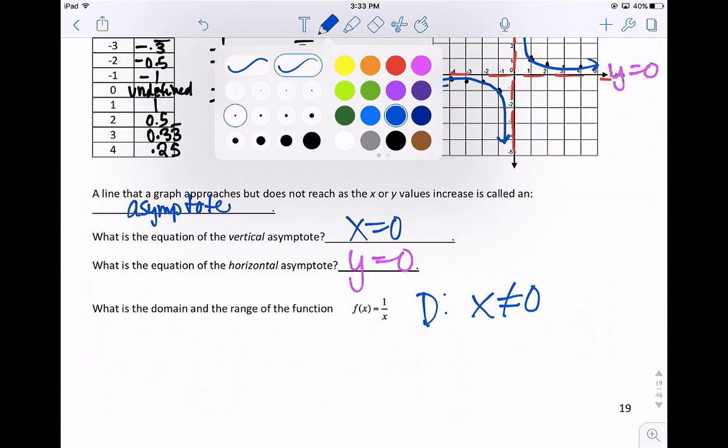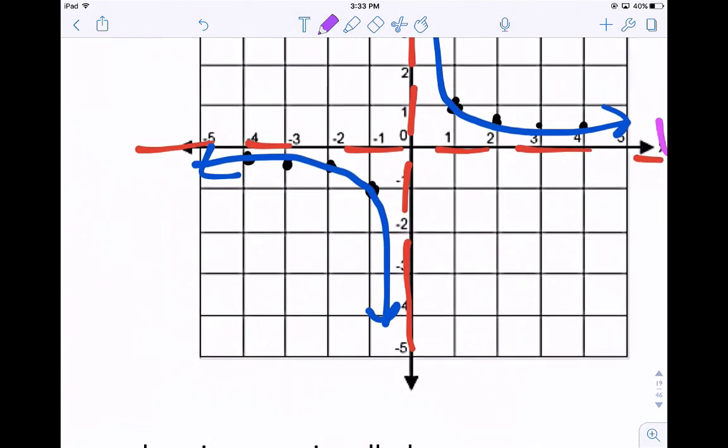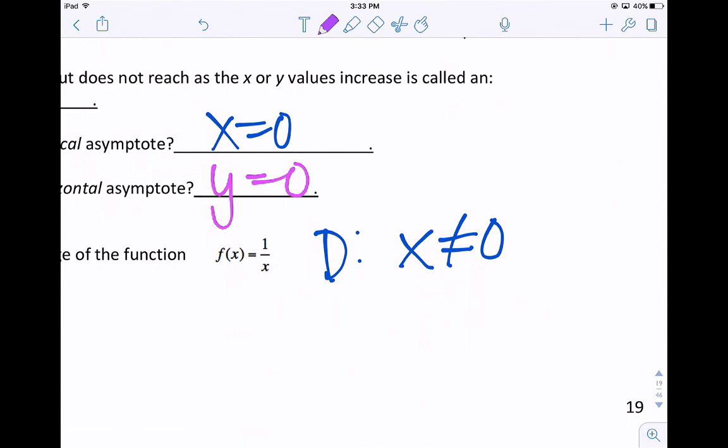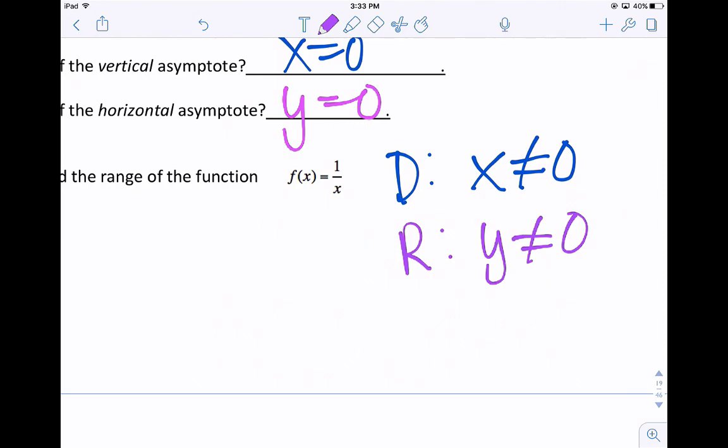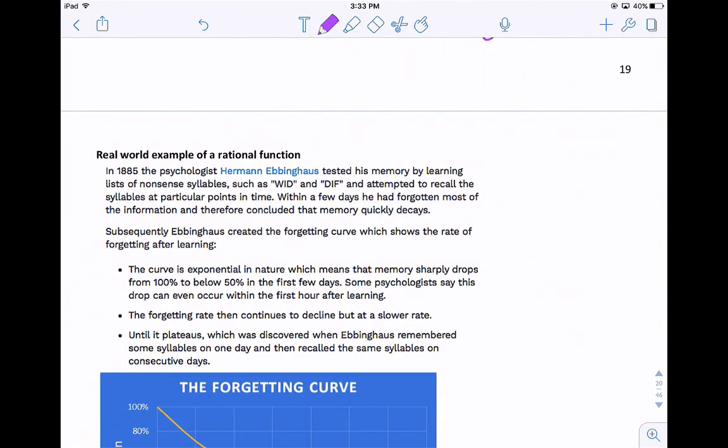And same for the range. What's the only y value you don't see on this graph? There's a y value everywhere, except here at 0. And so we say the range is everything, but it can't be 0. So if you can figure out the asymptotes, the domain and range is going to be everything except for your asymptotes. All right, so here's a real-world example of a rational function.